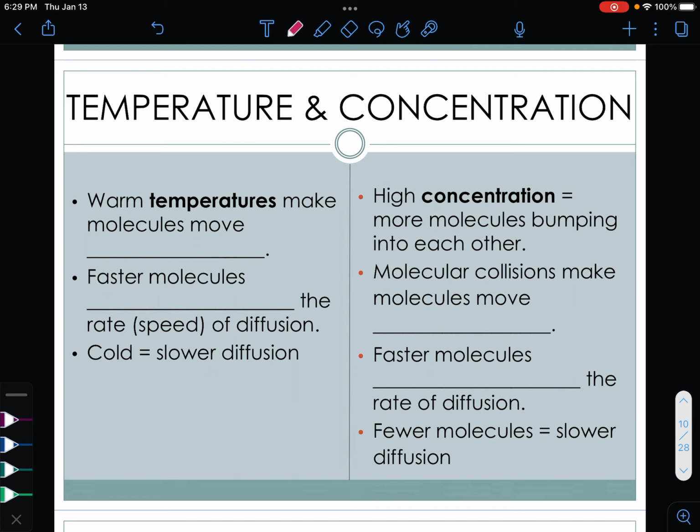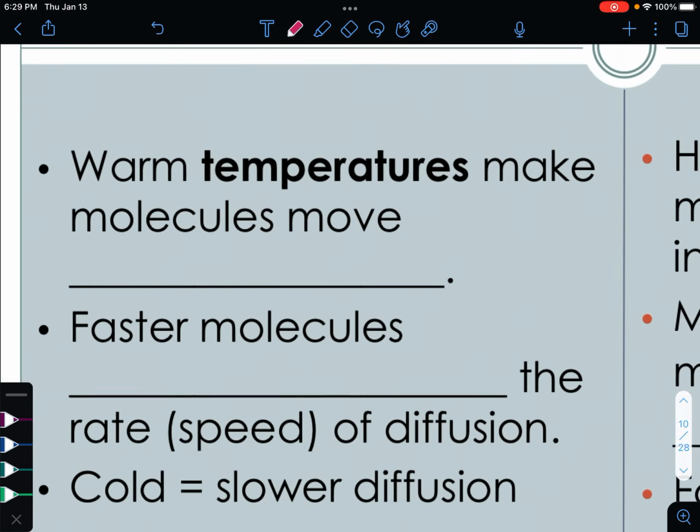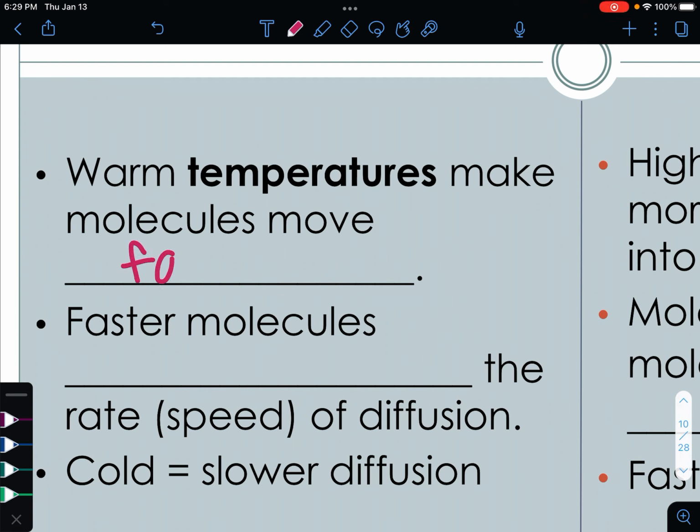So there are a couple of things that can affect how fast diffusion can happen. The first one is temperature. So hotter materials, so hotter gases, hotter liquids, all of those molecules within those hot either gases or liquids are moving faster. So hotter things move faster. So if this happens, that means diffusion is also going to move faster.